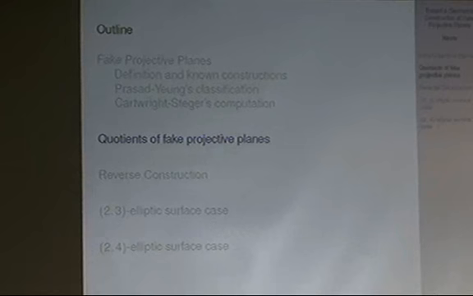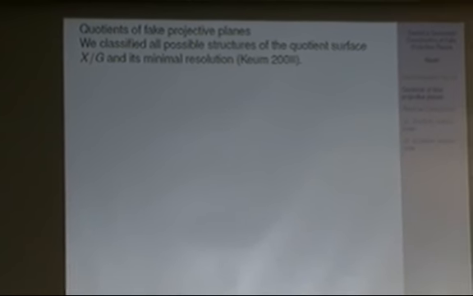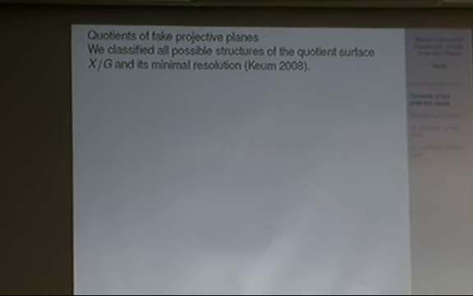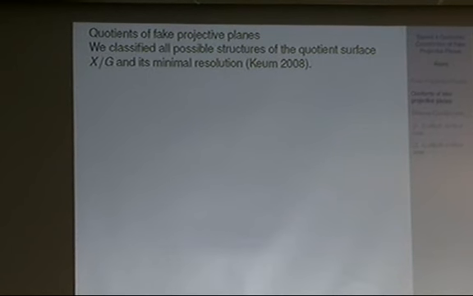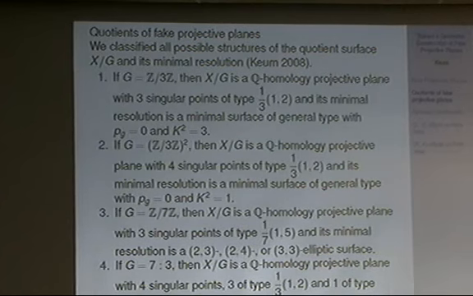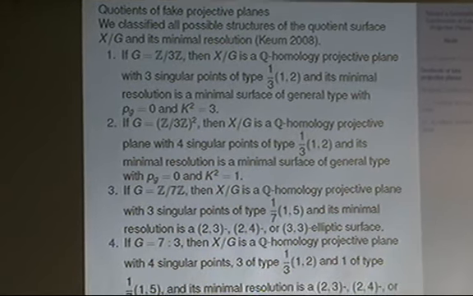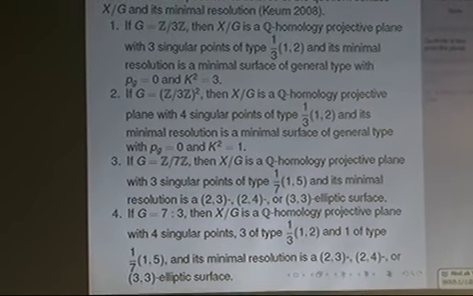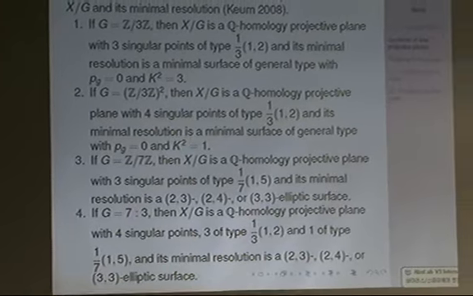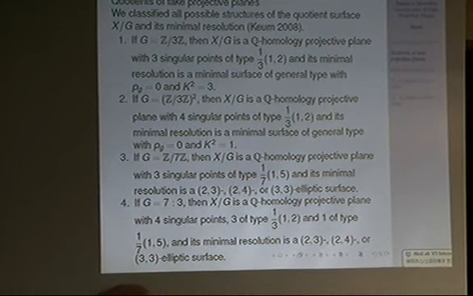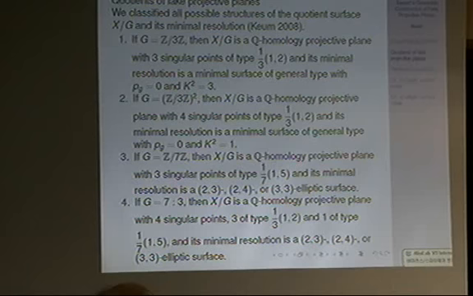So, quotients of fake projective planes. We classified all possible structures of the quotient surface X mod G and its minimal resolution. Here's the result. Here X is a fake projective plane, and G is an arbitrary automorphism group. So G could be cyclic group of order 3 or order 7, or 3-elementary group of order 9, or non-abelian group of order 21. So if G is cyclic group of order 3, then X mod G is a Q-homology projective plane with 3 singular points of type 1/3(1,2).